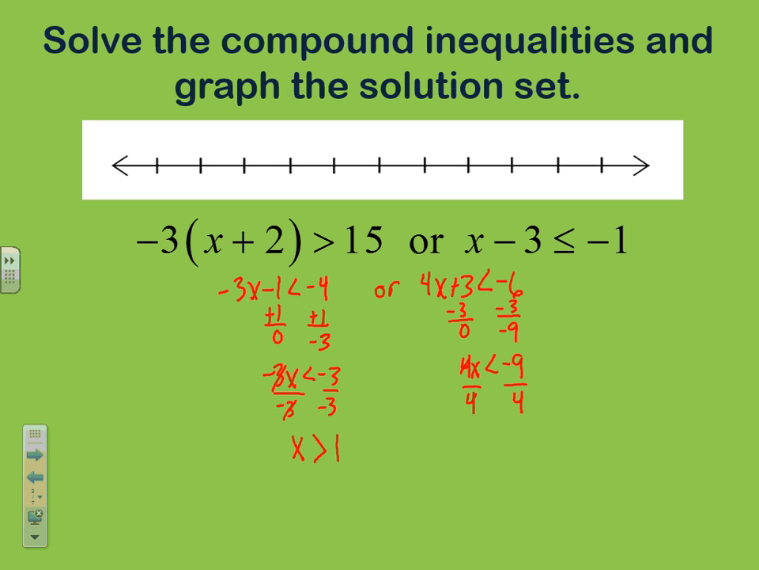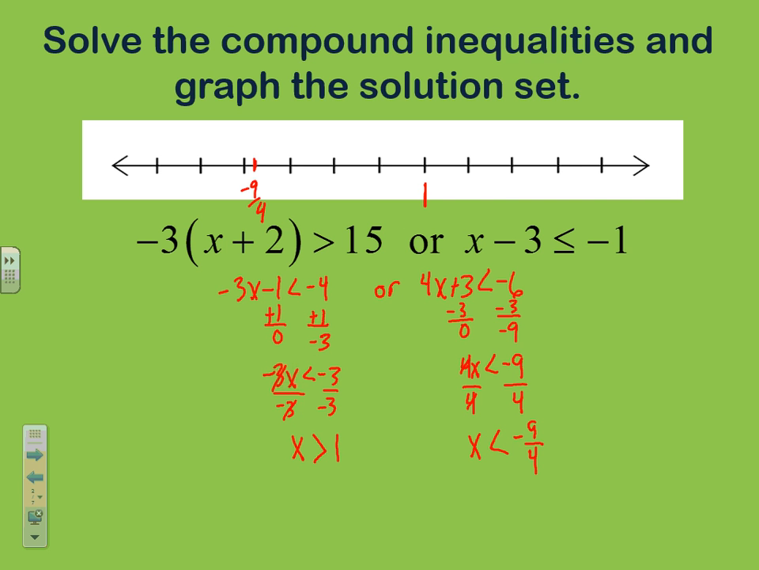So 4 divided by 4 simplifies to be 1x. Because I'm dividing with a positive number this time, the inequality symbol doesn't change, even though we wind up with a negative sign on the other side. So let's take a look at these numbers. So let's just say that positive 1 is right here, and negative 9 over 4 is, let's just say that it's right here.